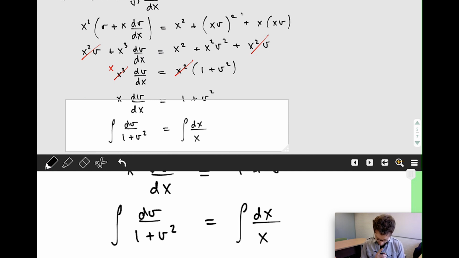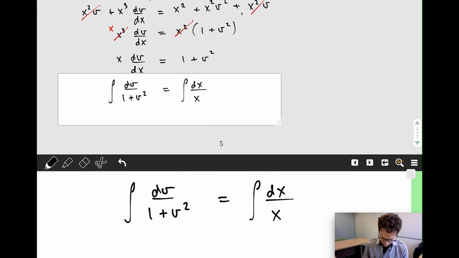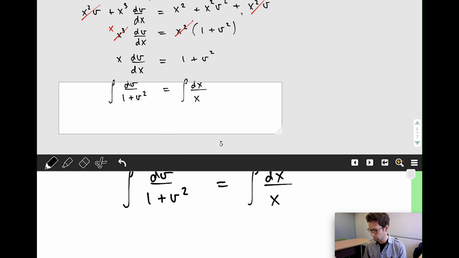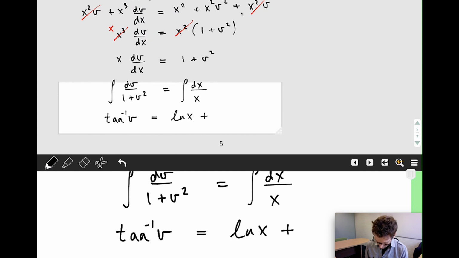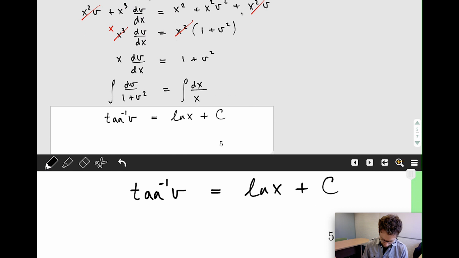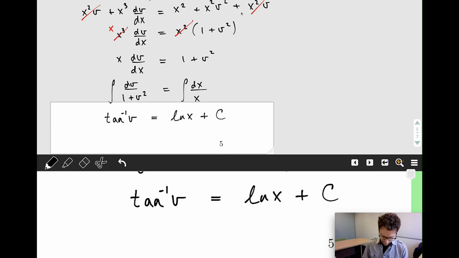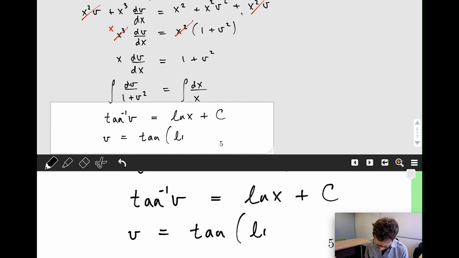Once I've got the v's on the left and the x's on the right, I've got them on their own, I can integrate them. So doing that, the integral of 1 over 1 plus v squared is the inverse tan, another one of the tabled integrals. That's equal to natural logarithm of x, and I need to include a constant of integration. So I find from this that v is equal to the tan of natural logarithm of x plus c.